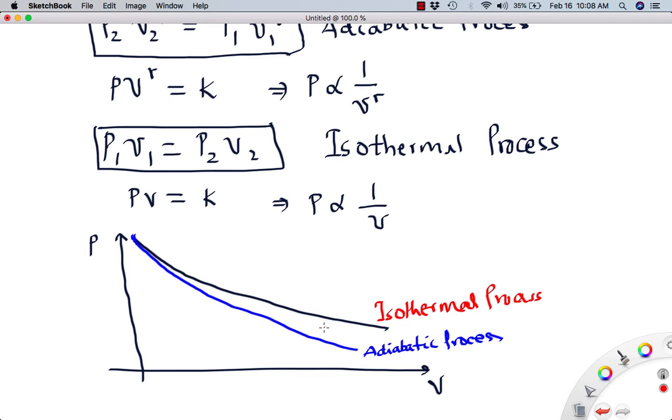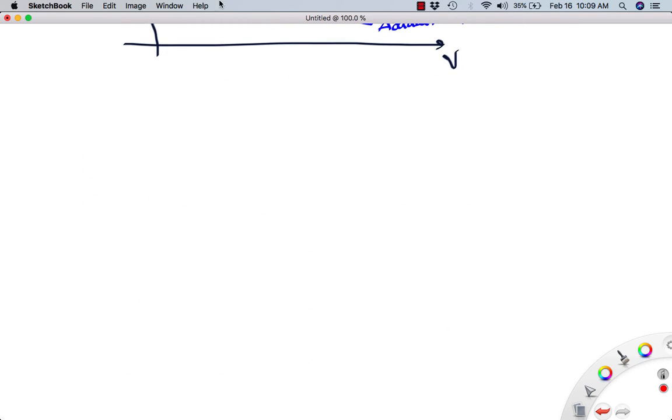Okay, so here our purpose is again to find the work done during an adiabatic process. So let's define work. We already know work is the integral of P dV. So, work done during an adiabatic process.